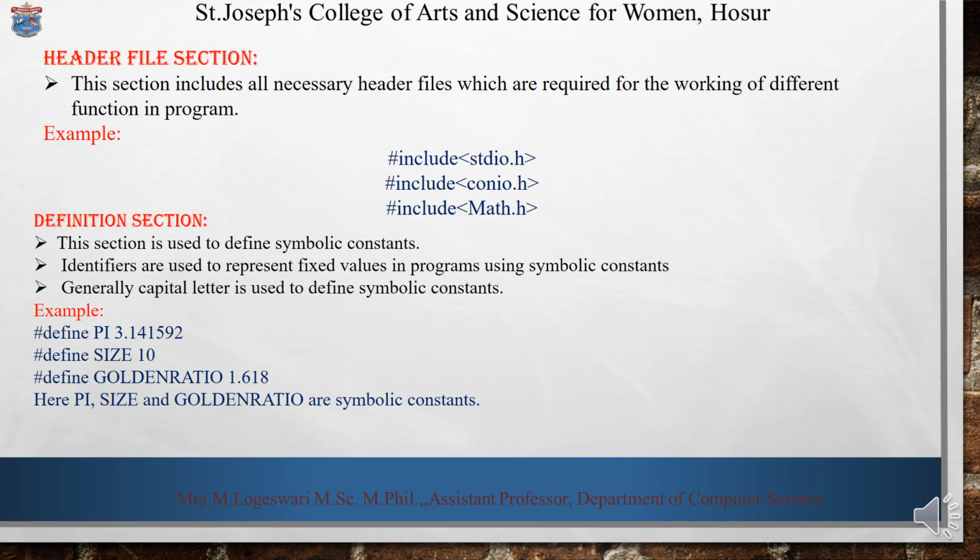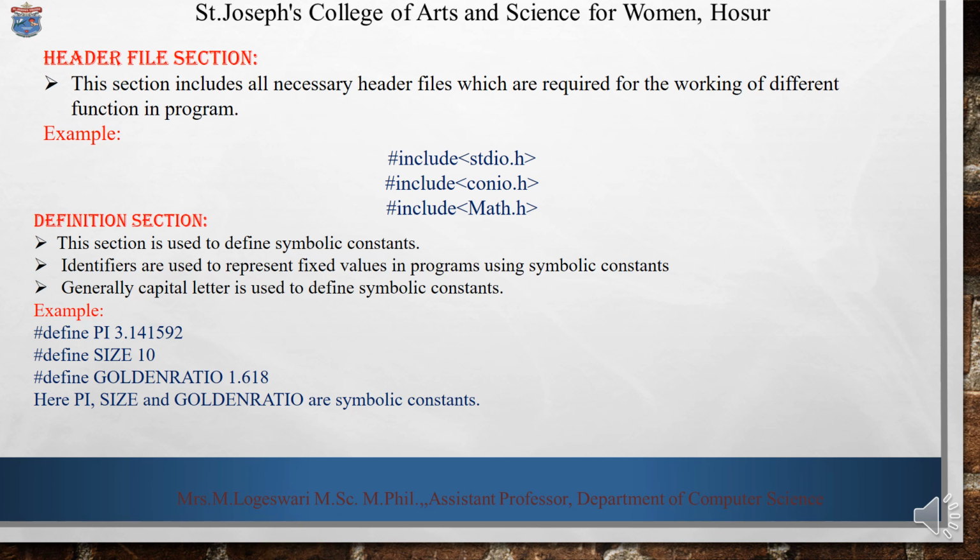Next is the definition section. This section is used only for symbolic constants. Some identifiers are used for fixed values, so you use symbolic constants. The symbolic constants must be in capital letters. For example, pi has a fixed value, so you define it as a symbolic constant. The syntax is hash define, then the symbolic constant name, then its value. So for PI 3.14, we assign the value 3.14 to PI. The symbolic constant must be a capital letter, so you give PI in capitals.